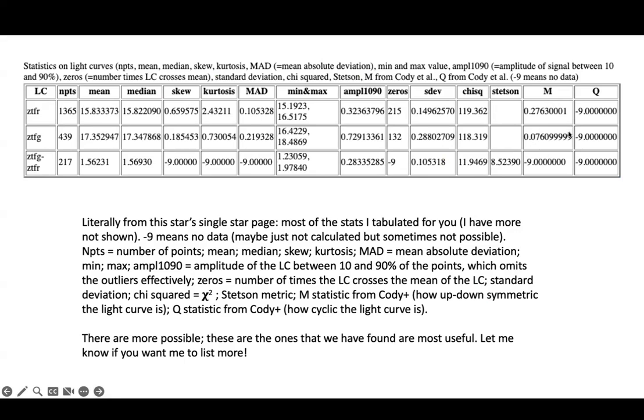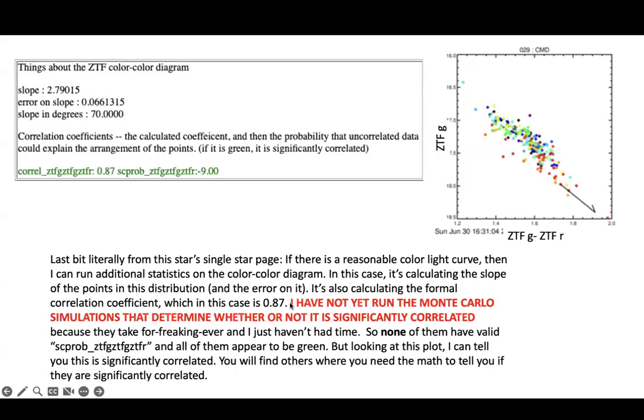M and Q, so the M and Q is something that Anne-Marie Cody designed. So M is talking about up-down symmetry, and Q is talking about periodicity. M is easy to calculate, Q is harder. So I've calculated in many cases M, but not Q. And then the ZTF color diagram, it's easy to calculate a best fit slope, and the error on that.